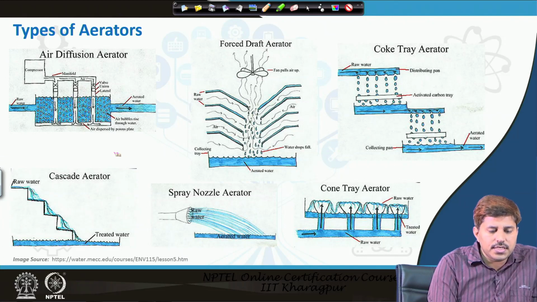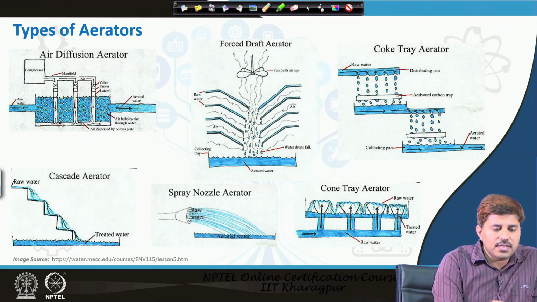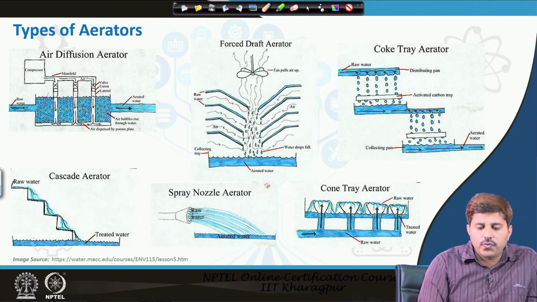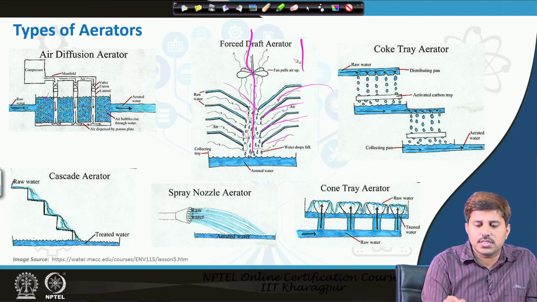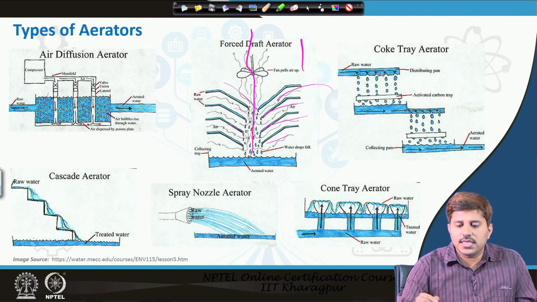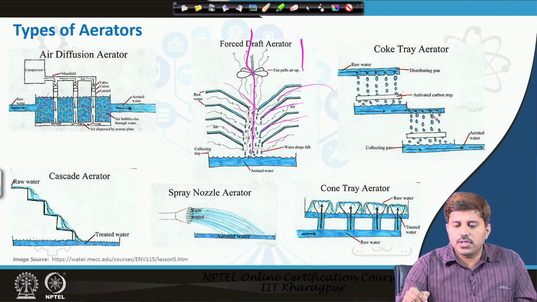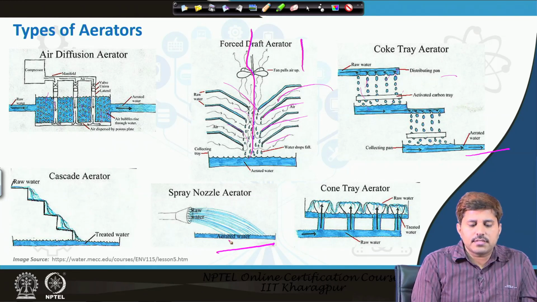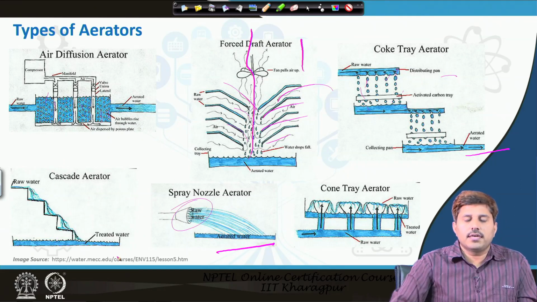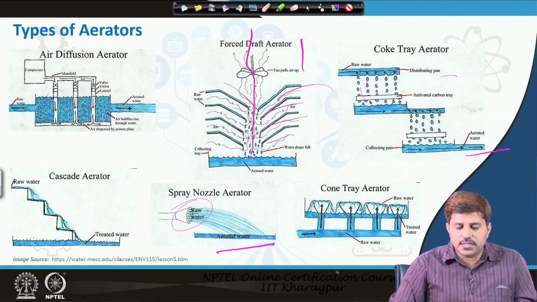This is the air diffusion aerator. So we have a pipe system, and from the bottom the air is diffused. We have the forced draft aerator. Here we have a suction pump, so it sucks air and air will pass through, where the water is also flowing. So in this process it will acquire oxygen. There is a coke tray aerator, which is basically a simple tray aerator. So we have water passing drop by drop through these distribution pans, okay, and finally it will be collected. Spray nozzle aerators, like we have a spray nozzle system that sprays water, as we were just discussing.